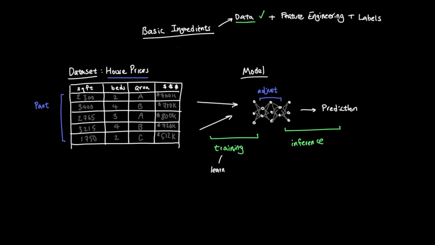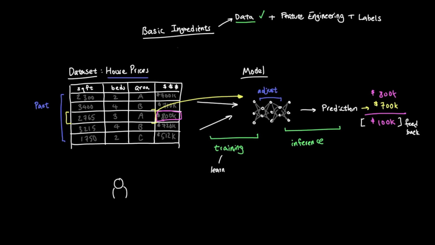So maybe the model sees a house and predicts that it should sell for $700,000, but the actual sale price was $800,000. During training, the model is allowed to see that answer. It can use the difference between the prediction and the real label as feedback.